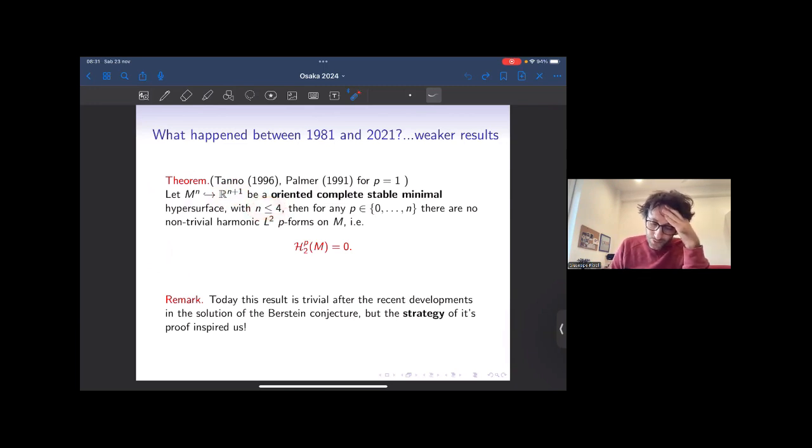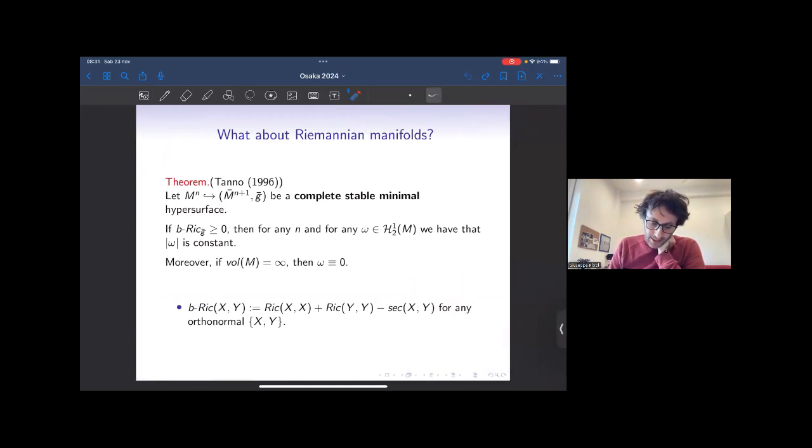Is it possible to take not so restrictive hypotheses on the dimension? Okay. With this in mind, the first result is again in Tanno's paper, who studies completely stable minimal surfaces in Riemannian spaces, but just for one-forms. The condition about the curvature of the ambient space is that B-Ricci is non-negative, where B-Ricci is the following modification of the Ricci tensor. So B-Ricci in x and y is Ricci(x,x) plus Ricci(y,y) minus the sectional curvature of the plane spanned by x and y. Okay.